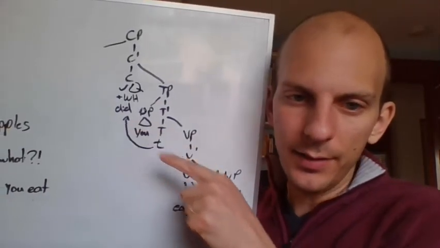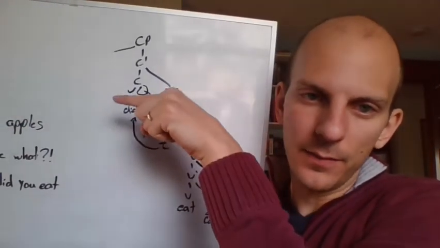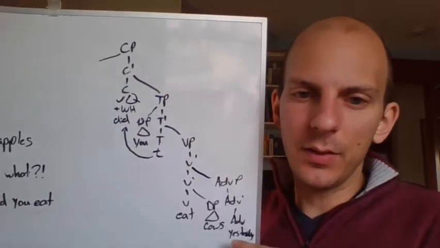Eat, and the DP cows. This time we'll stay still. All right, sweet. So we could have a sentence like this, which is like, did you eat cows yesterday? That's as if there weren't a WH feature here. Did you eat cows yesterday?